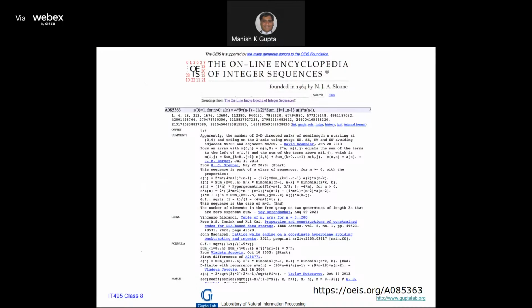This is the Online Encyclopedia of Integer Sequences. The formulas are given here, and the thing is that this is coming from counting two-dimensional directed walks of a given semi-length, starting at 0, 0, 0. So some sort of counting. We need to simplify the formula B(n, W), where W is equal to n by 2.